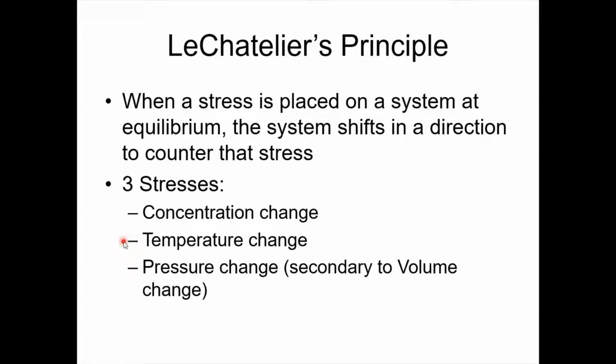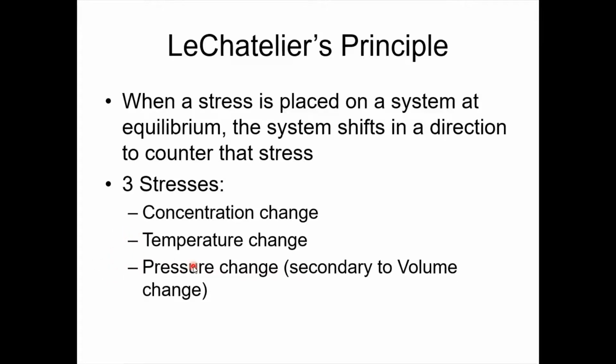You've got a system that's nice at equilibrium, and every chemical system has an equilibrium constant, but that constant is only good at a certain temperature. So as you change the temperature, you also change the equilibrium constant. And so, what happens when you change the temperature, and how does that affect the equilibrium?